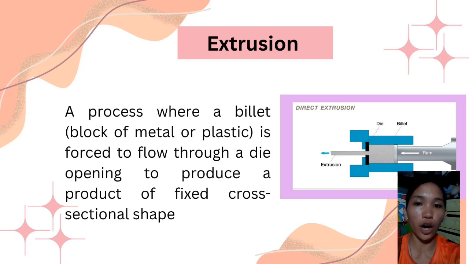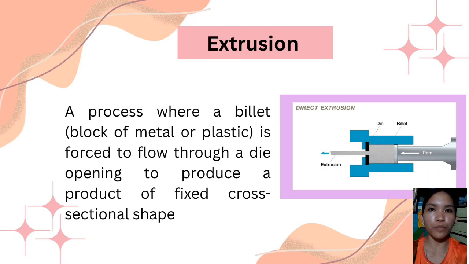Then, in the final output, as the material exits the die, it takes on the exact cross-sectional shape of the die opening, creating a long continuous length of material called an extrudate. Then in finishing, the long extruded piece is cooled and then cut to the desired length.